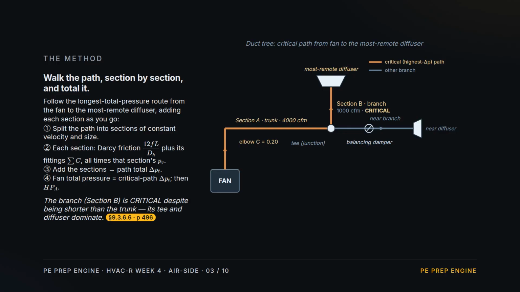The method. Split the critical path into sections of constant velocity and size. In each section, add the straight duct friction to the fittings on that section, all referenced to that section's velocity pressure. Sum the sections for the path total. Set the fan total pressure equal to it, then take the air power. Notice the branch here is critical, even though it's shorter than the trunk. Its T and diffuser dominate.